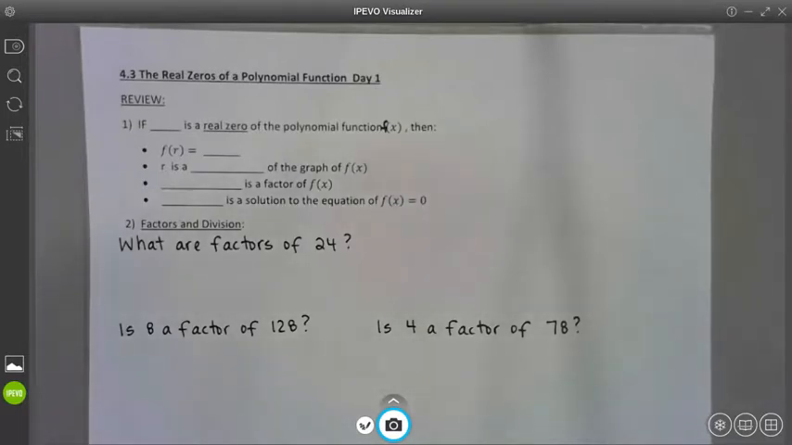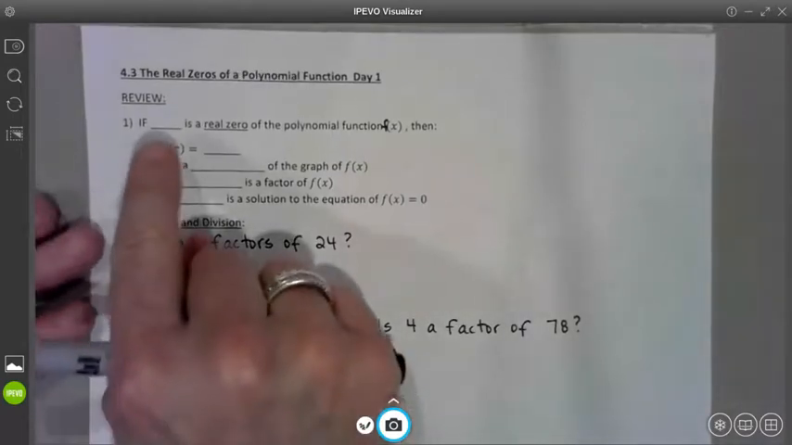So in the next couple sections, they try to teach you little hints and tricks and theorems that you can use to help you break these polynomials down and to help you find their zeros and x-intercepts, okay? All right, so let's review.